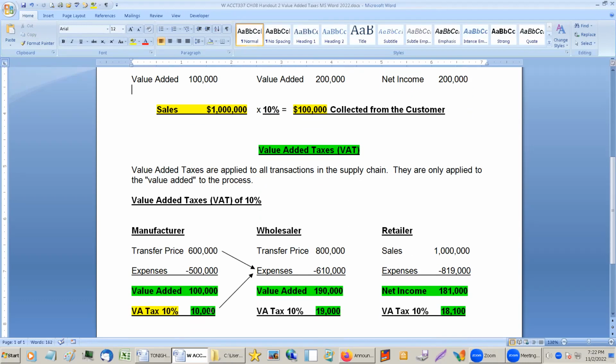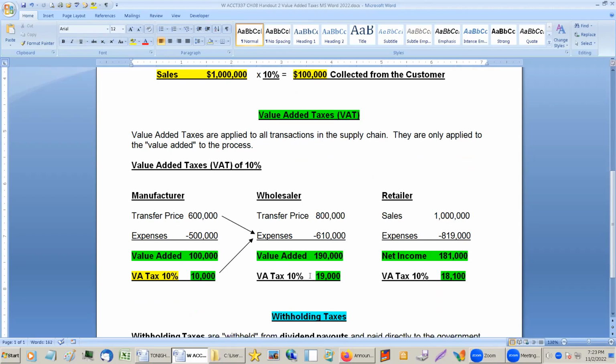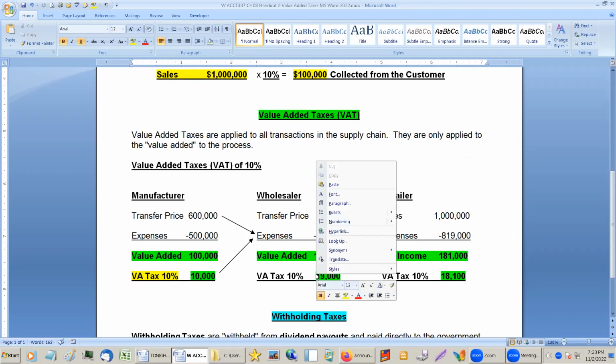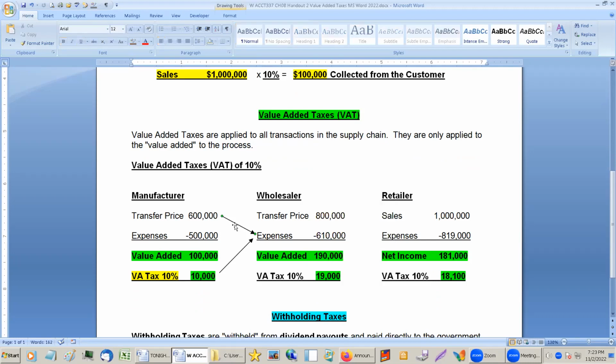You have to add that value added tax in. So now it's 610 coming over here to the wholesaler. Value added is 190. You got to pay 19,000. Okay.